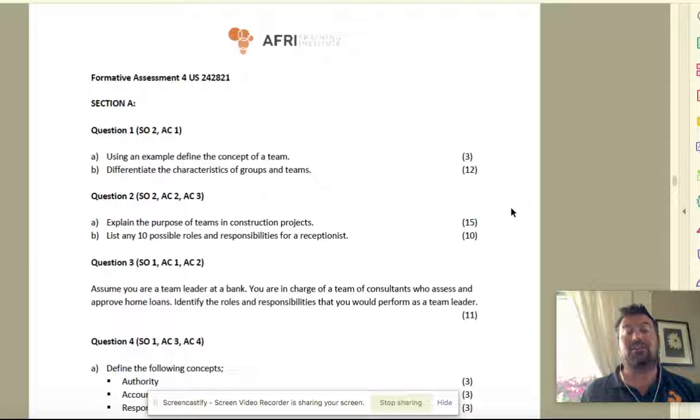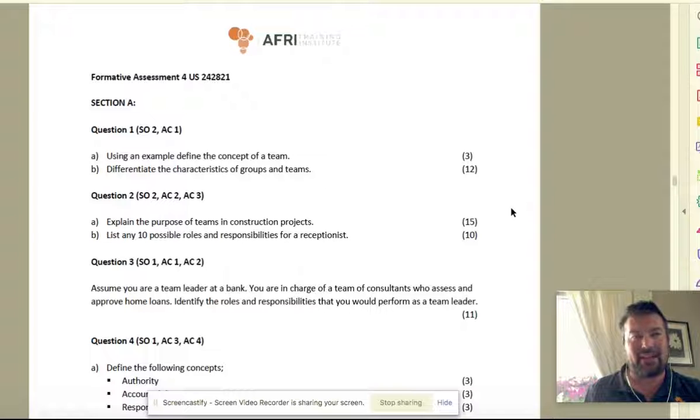Then question number 2, explain the purpose of teams in construction projects. So you understand what the purpose of teams are, okay? We understand why they exist.